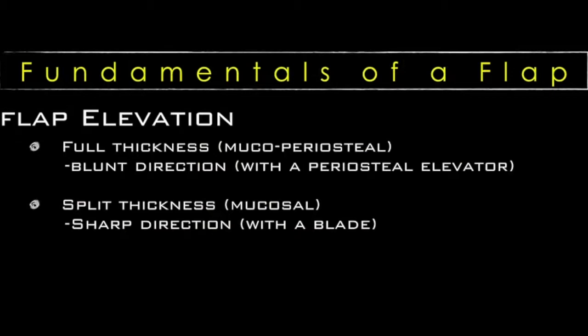So the periosteum, remember, is that very fine piece of tissue that is attached to the bone that contains a lot of progenitor cells and a lot of vascularity. So that means that when you do a full thickness flap reflection, your flap is elevated directly from the bone, and that periosteum comes attached through that flap reflection. It's typically in a blunt direction, and we will use a periosteal elevator. Again, right on site, we will practice that.